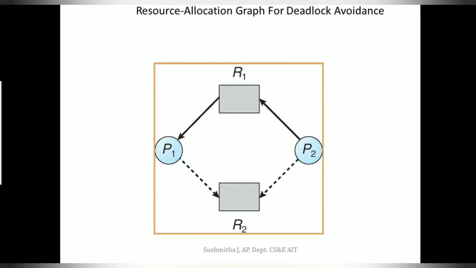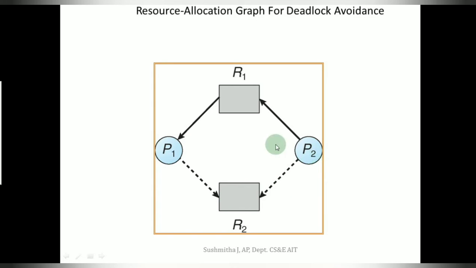As I told you, it is the single instance of the resource. So again, we are not depicting that tiny box inside here. It is understood there is only one instance of the resource, so we are just using this large box. Now what does this graph tell? Process P1 is holding the resource R1 and is claiming for the resource R2.